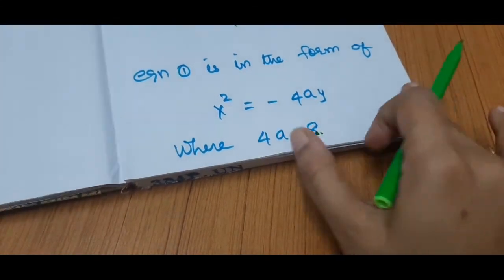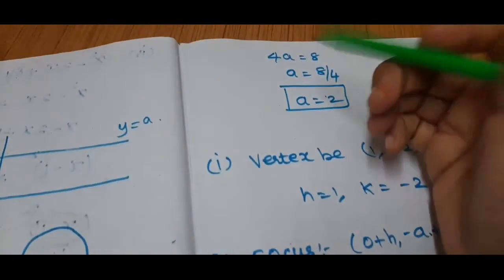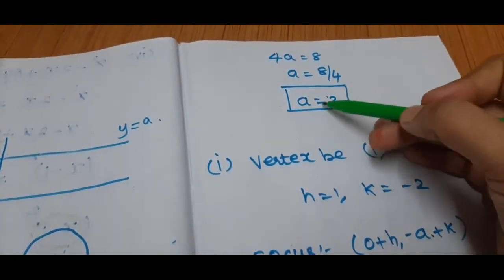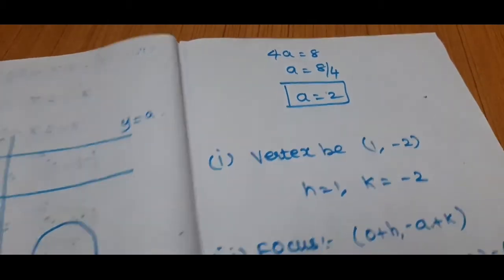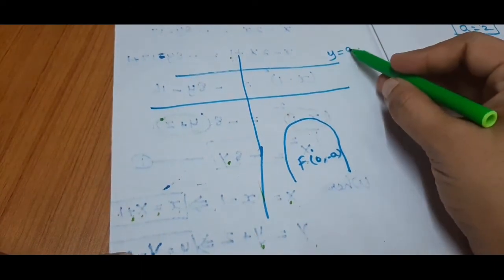In the place of 4a, I have 8. So what is the a value? 4a is equal to 8, a is equal to 8 by 4. Therefore, a is equal to 2. The parabola will be like this. Focus will be (0, minus a), and y is equal to a. This is the equation of the directrix.